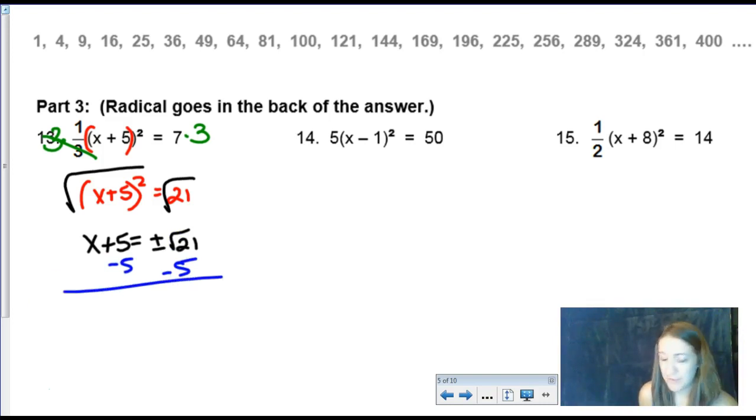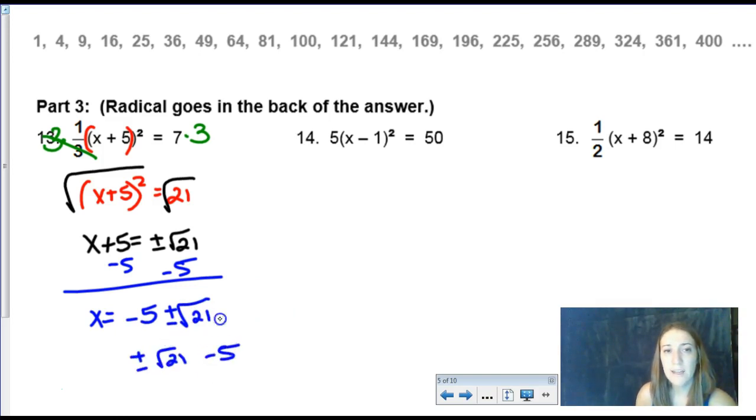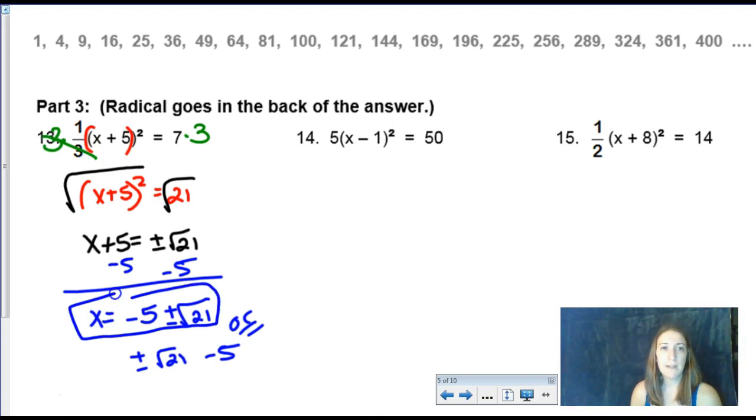And this is where sometimes you can get confused on notation. These are not combinable in any way, so I like to write the -5 first, and then I'm going to add and subtract in two different answers, square root of 21. Sometimes you'll see it as plus and minus square root of 21, and then a -5 off to the side. They mean the exact same thing. So I don't care which order you write it in, but you'll see me write it in this order every time. I just think it's easier to read if you put the plus or minus term on the back end.